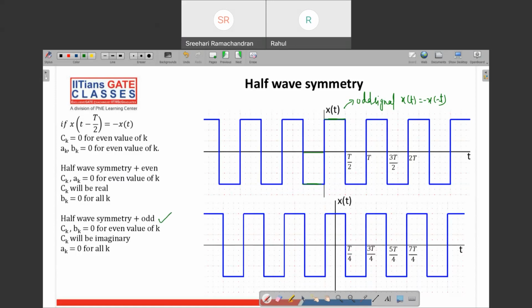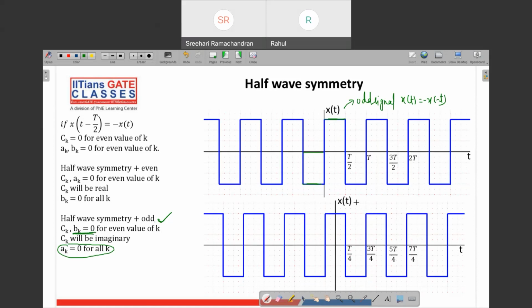And since it is half wave symmetry plus odd, it will have only the sine term. It won't have any cos term. And since it is going to have only the sine term, it will be having only the b of k. A of k will always be 0. And since it is half wave symmetry, even though we have the b of k, it won't be there for all the k. It will be there only for the odd values of k. For even values of k, b of k will be equal to 0.